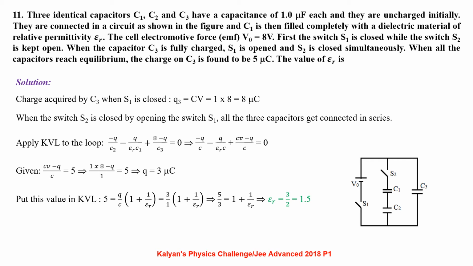When the switch S2 is closed by opening the switch S1, all the 3 capacitors get connected in series. Applying KVL to the loop: minus Q by C2 minus Q by epsilon r C1 plus 8 minus Q by C3 equals 0, that is minus Q by C minus Q by epsilon r C plus CV minus Q by C equals 0. Given CV minus Q by C equals 5, that is 1 into 8 minus Q by 1 equals 5, which gives Q equals 3 microcoulomb. Put this value in KVL: 5 equals Q by C times (1 plus 1 by epsilon r), that is 3 by 1 times (1 plus 1 by epsilon r), which gives epsilon r equals 3 by 2.